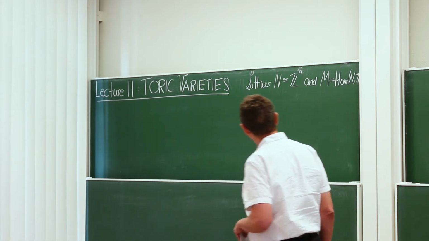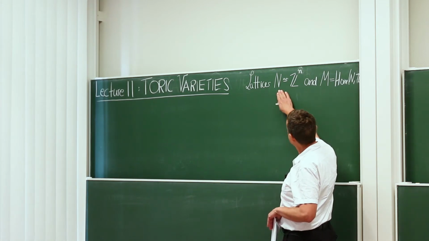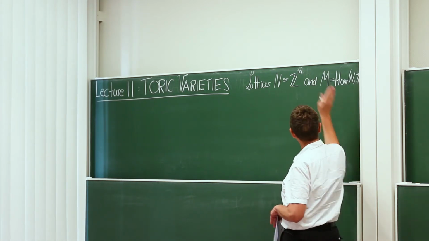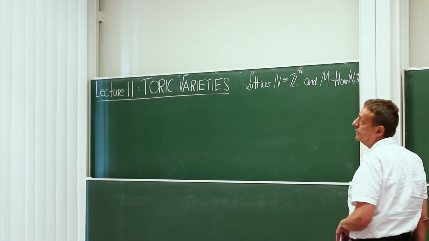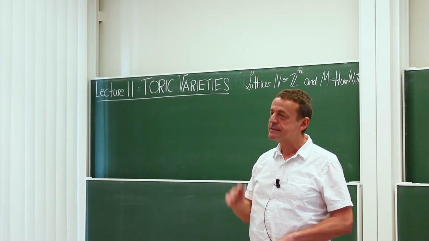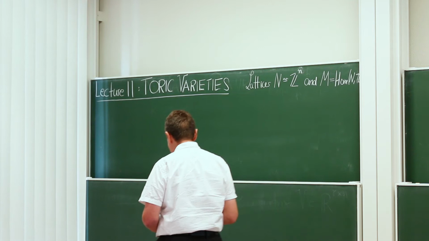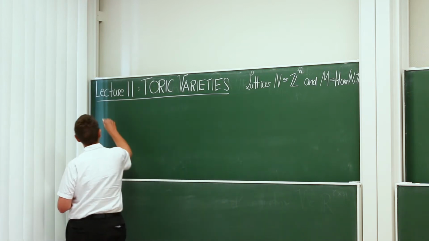We are starting with an n-dimensional lattice, capital N, which is a free abelian group of rank n, and then the dual lattice, M. In the literature on toric geometry, M and N are standard notation. This is something that's good to get used to. So there are two lattices, N, and the dual lattice, M.